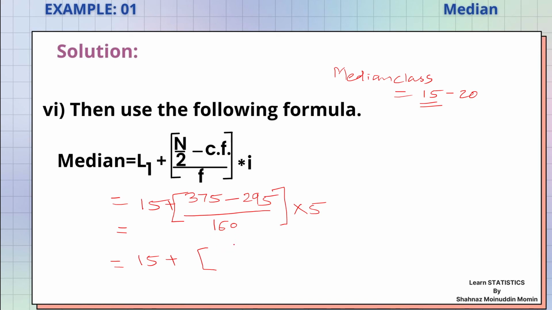375 minus 295 is 80. 160 into 5. After calculating, this comes out to 2.5. Hence, median value is 17.5. In this way, for the group data, we can calculate the value of median by searching the median class using less than cumulative frequency and remembering all the steps of calculating the median.